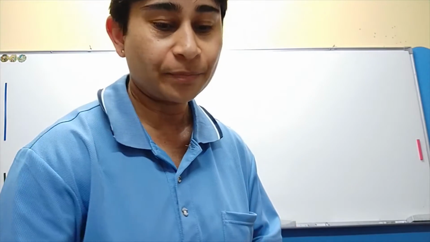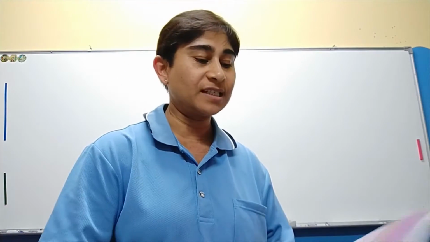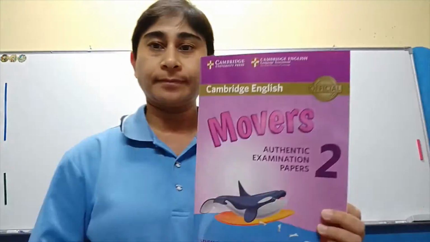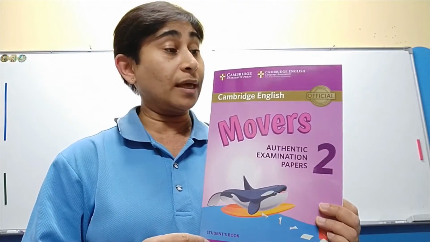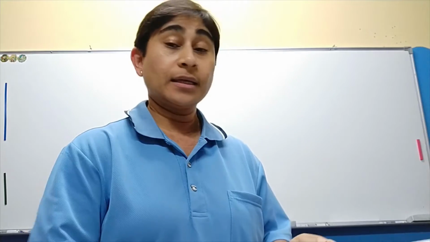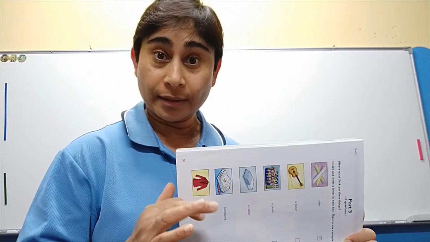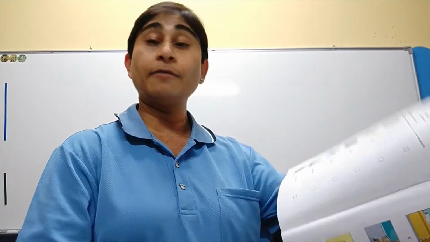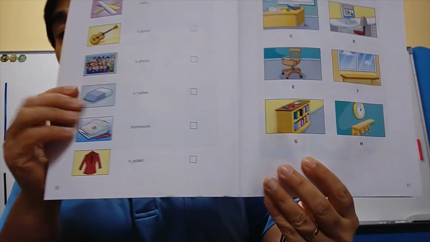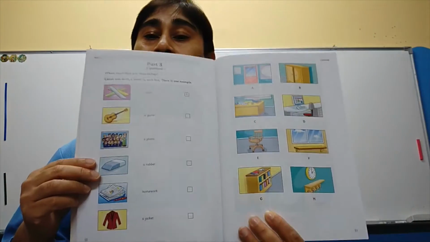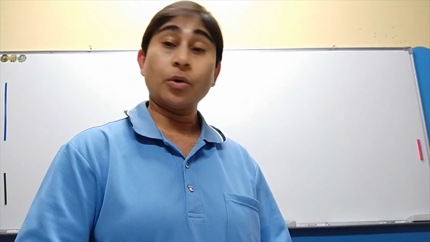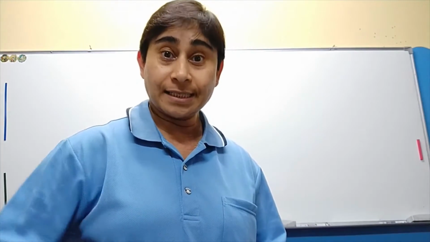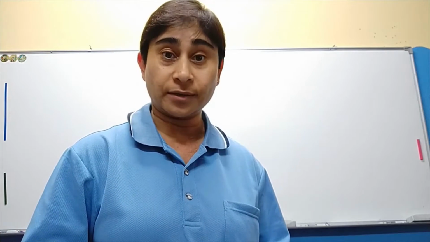So today we are doing the movies book 2, okay? And we are doing the listening test 3, part 3. So this is what you are looking at, these 2 pages. We're on pages 50 and 51. Can you see that? Okay, so I know you've finished the test, so now we need to do the correction.